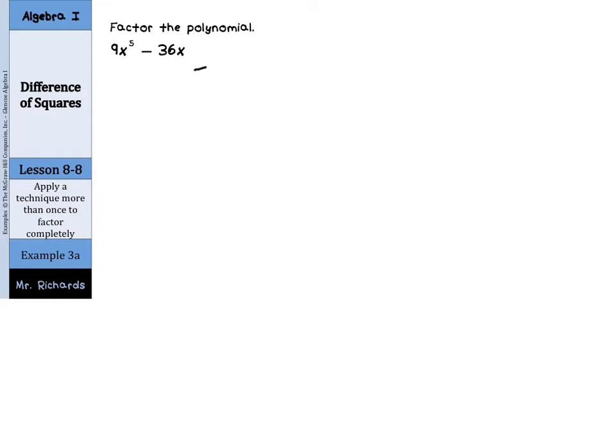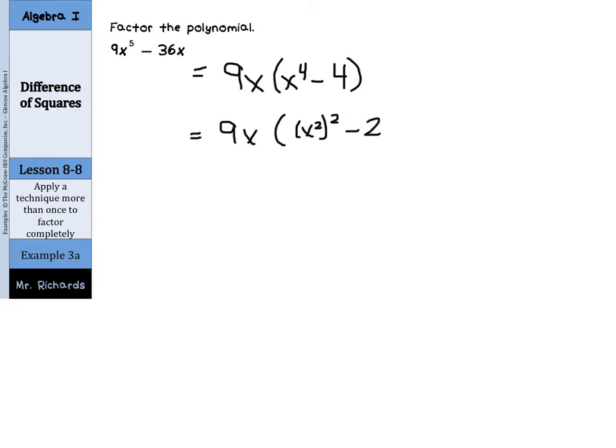So if we factor out the 9x, what we have left is simply x to the fourth minus 4, as 36x divided by 9x gets us that minus 4. Now I can write this x to the fourth minus 4 into a squared minus b squared form. So this is 9x times the x to the fourth, we could rewrite as x squared squared, minus 4 is 2 squared.